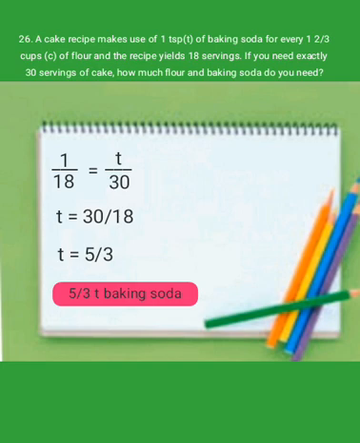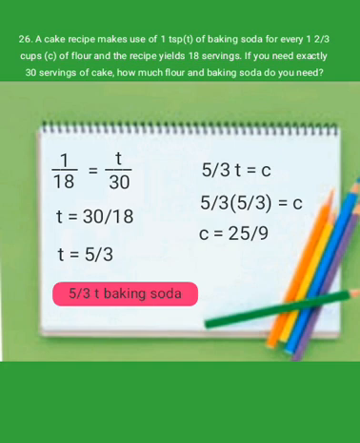While for the cake flour, we have 5/3 T. So 5/3 times 5/3 is equal to 25 over 9. Therefore, 25 over 9 cups of flour is needed to have 30 servings of cake.